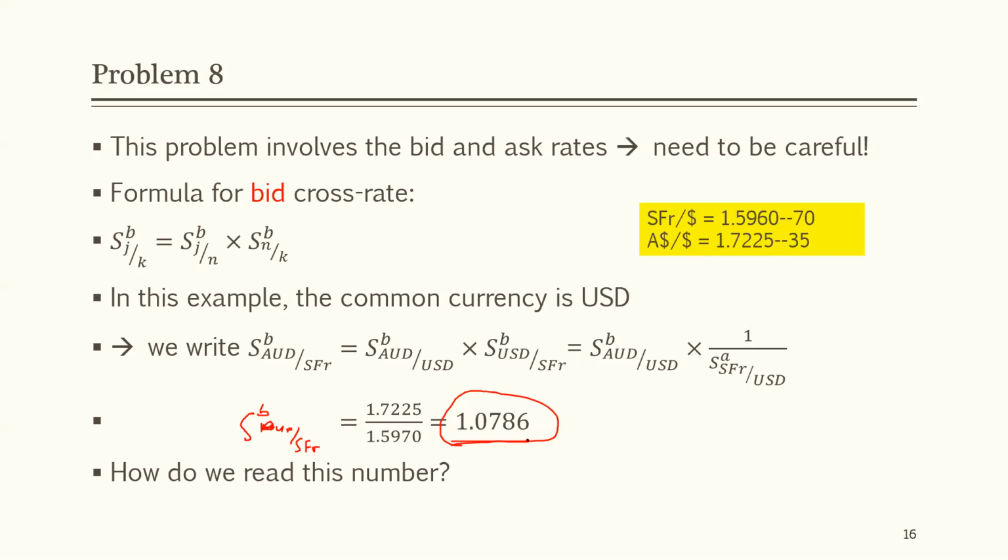Exactly right. So it will cost the bank 1.0786 Australian dollars to buy 1 Swiss franc. Okay. So this is a buying transaction for the bank.